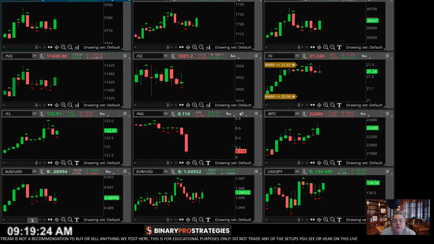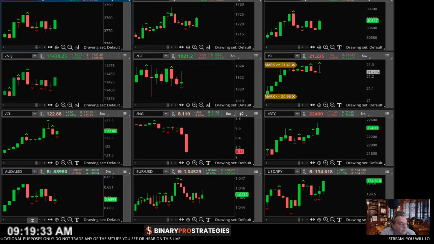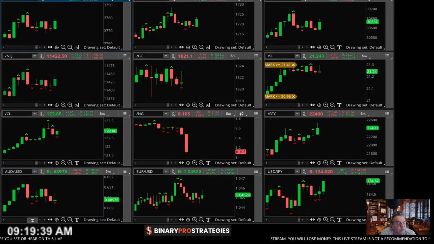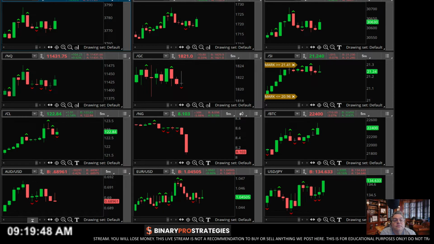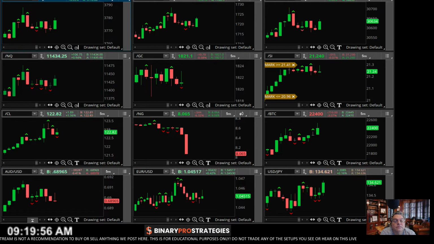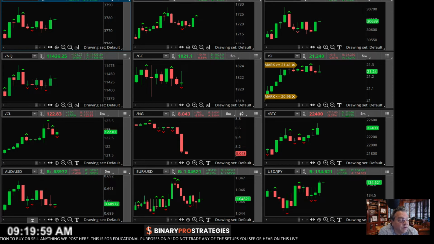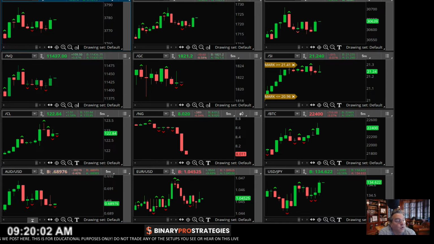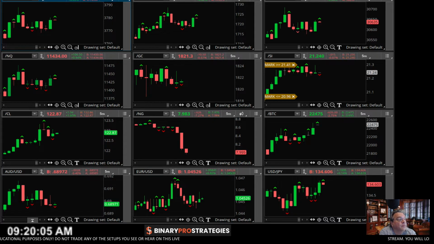Okay, still short the US yen at 134.55, still long silver, target 21.41. Looks like I'm getting a reversal on the US yen. Looks like that's going to be a loss on the US yen. The real strong pattern too, really surprised. So one win, one loss on the yen, still long silver, still a pretty quiet morning, not a whole lot going on.